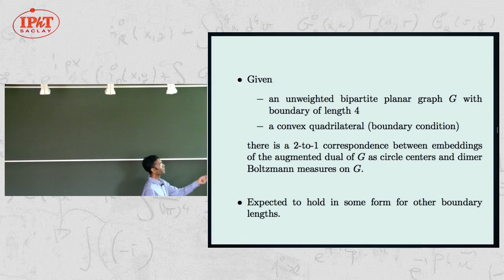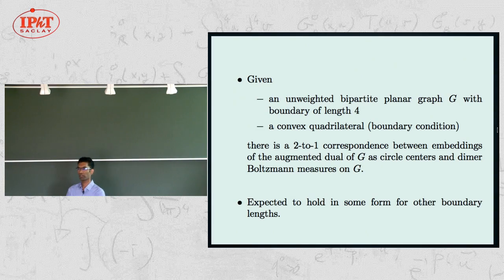So far I've been assuming that my outer face has degree 4. It's actually a technical assumption, and we expect this to hold for more general boundary lengths, but maybe with more solutions. Here we have a 2-to-1 correspondence. As we increase the size of the boundary, we expect to have more solutions.